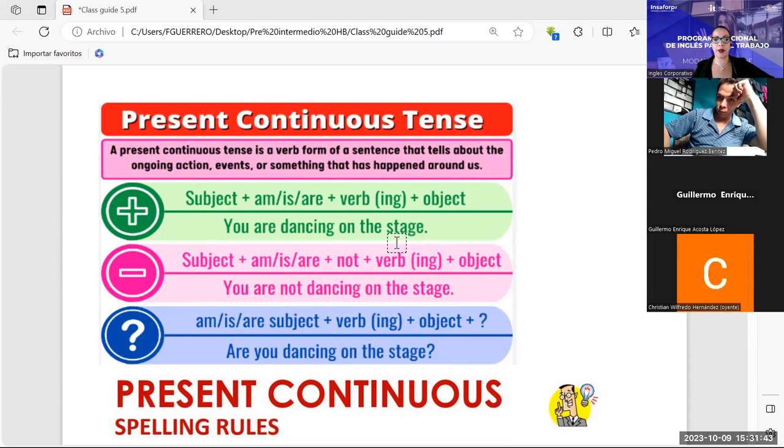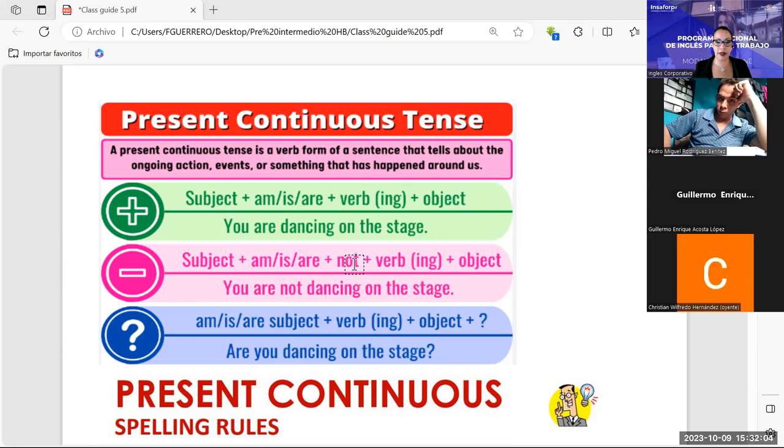Aquí tenemos un ejemplo de oración afirmativa. You are dancing on the stage. El sujeto es you. Para el sujeto you utilizamos are. Luego el verbo dance con el cual agregamos ing, dancing, y el complemento on the stage.